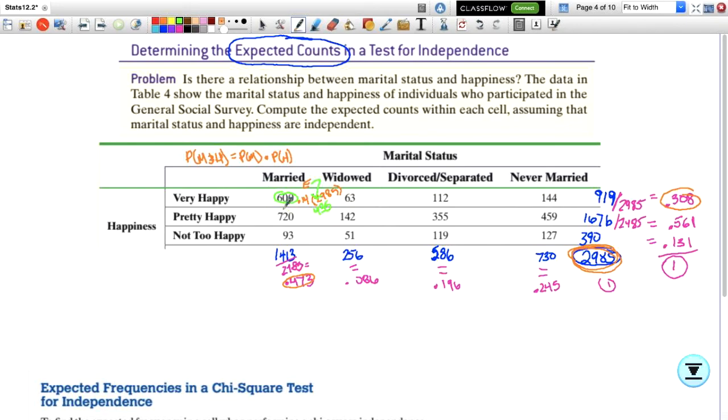So let's do another one to the side here. Okay, so in order for you to be figuring out the expected value of this, you would have to be married, which is 0.473. And we're going to times it by the probability of being pretty happy. That would include both of those, so 0.561. And then, just to save time, we would times that, right, by the sample size.